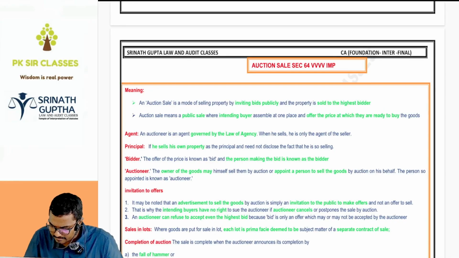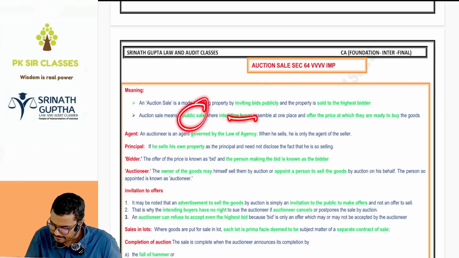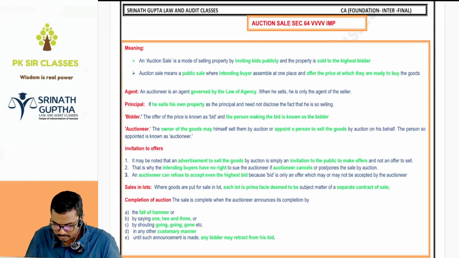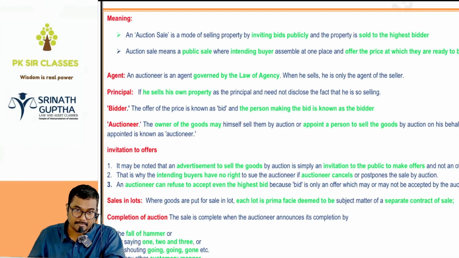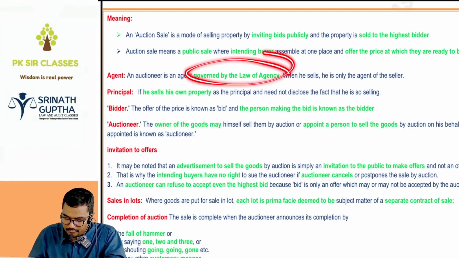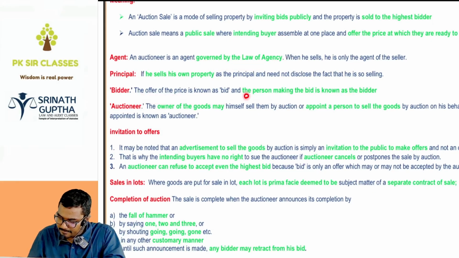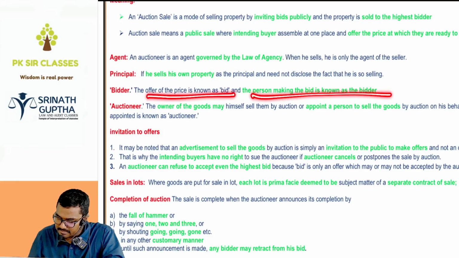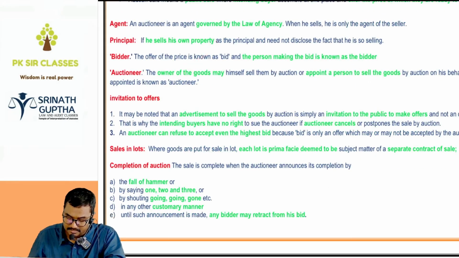So it is a public sale, where intending buyers offer the prices at which they are ready to buy. If I am appointing any person to auction on my behalf, he is said to be the agent, and I am said to be the principal. It is governed by the law of agency. Next, participants are said to be bidders. The person making the bid is said to be the bidder. The owner may auction his goods on his own, or he can appoint an agent also.